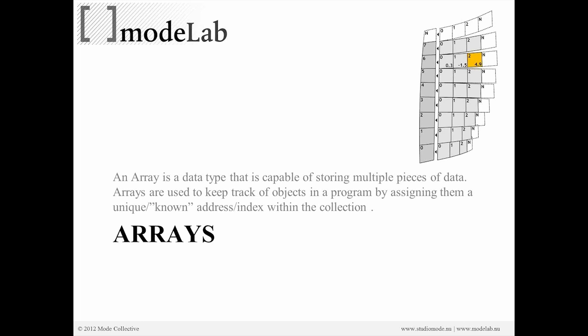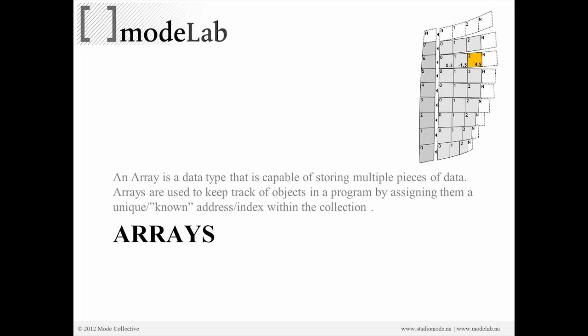An array is a data type that is capable of storing multiple pieces of data. They're used to keep track of objects in a program by assigning them a unique known address within the collection. So if you just focus on this strip here, a one-dimensional array stores things at each one of these index values, right? So an apple, an orange, a peach, a pear, etc. You can also have multi-dimensional arrays, right? You can store things in two dimensions, like apples, but then all different types of apples, kind of like an Excel spreadsheet or any other kind of multi-dimensional list that you can think of.